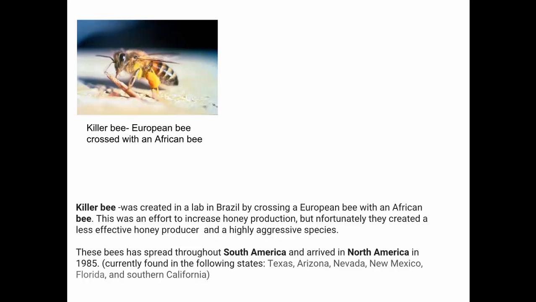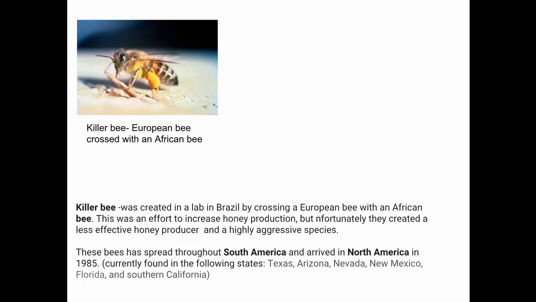So this is another example, one example of a hybrid sort of gone wrong. These are killer bees, also called Africanized bees. These were actually created on purpose by people in the 1950s in Brazil. Scientists were trying to produce a type of bee that would produce more honey. Hybridization is often used to get characteristics that you want from two different types of organisms. But the result was that it actually did not produce more honey, so it was not effective.